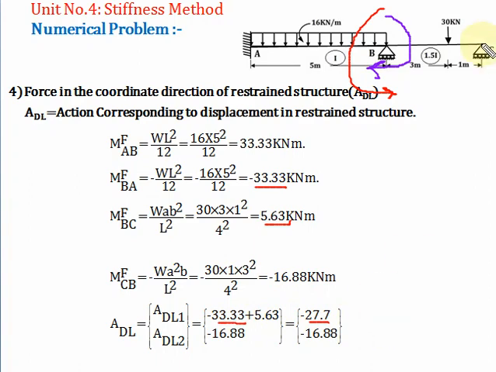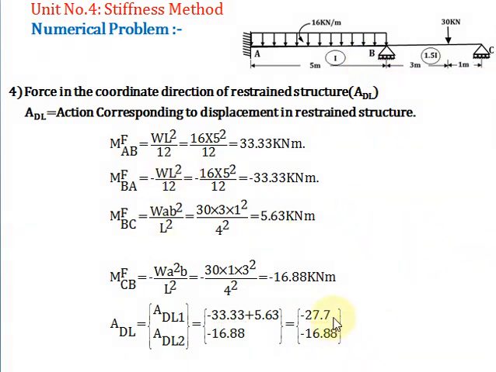Now at support C, there is only one fixed moment, and that is in clockwise direction, the moment in member CB, and that is minus 16.88. So here ADL 2 will be minus 16.88. Okay, I hope that you have understood this.